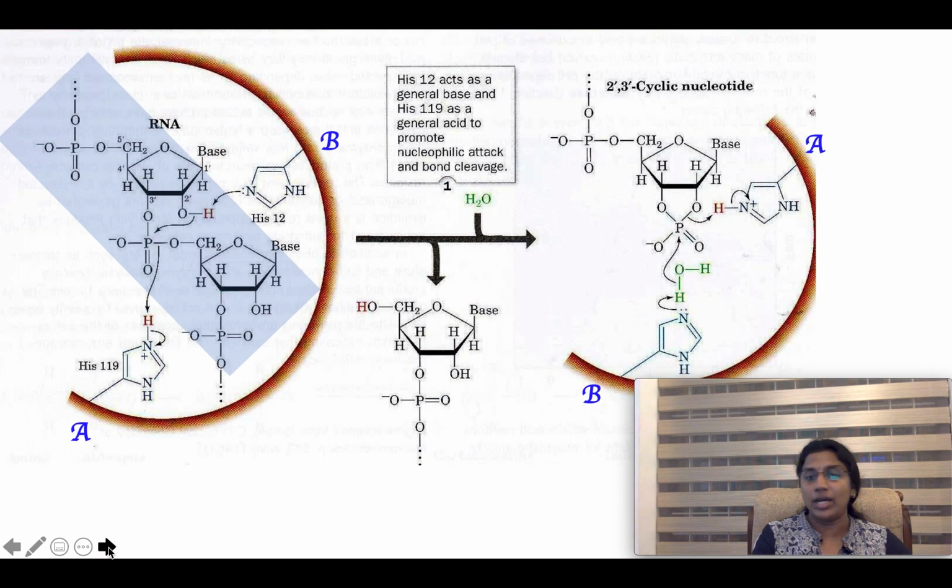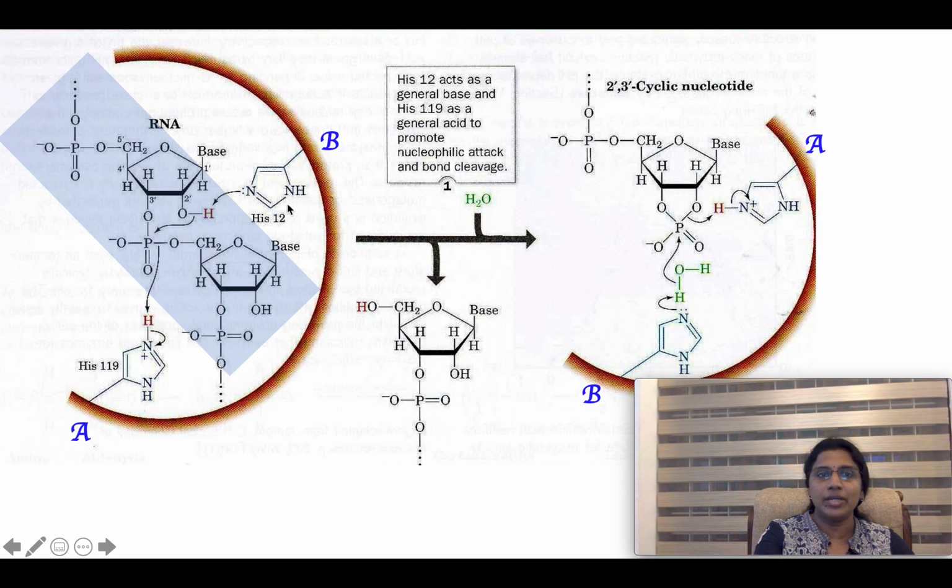Coming to the mechanism part, we can see this semicircle. This is the polypeptide chain, and this is the active site of ribonuclease A, and the shaded portion is RNA, that is the substrate. So this is the substrate and this is the active site of the enzyme, and you have histidine 12 here, in the deprotonated form, which can act as a base, and histidine 119 here, the protonated form of histidine, which can act as an acid.